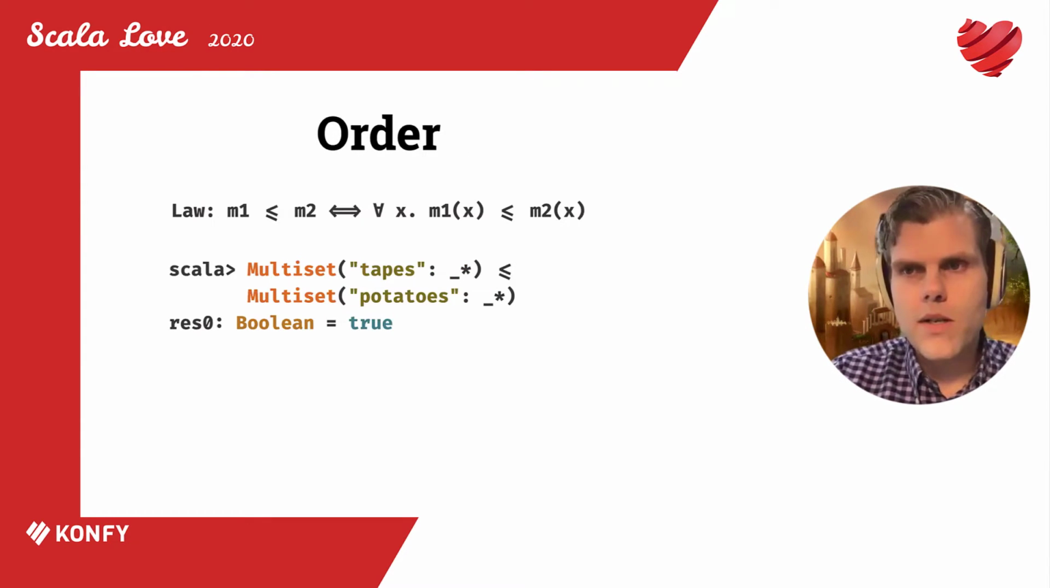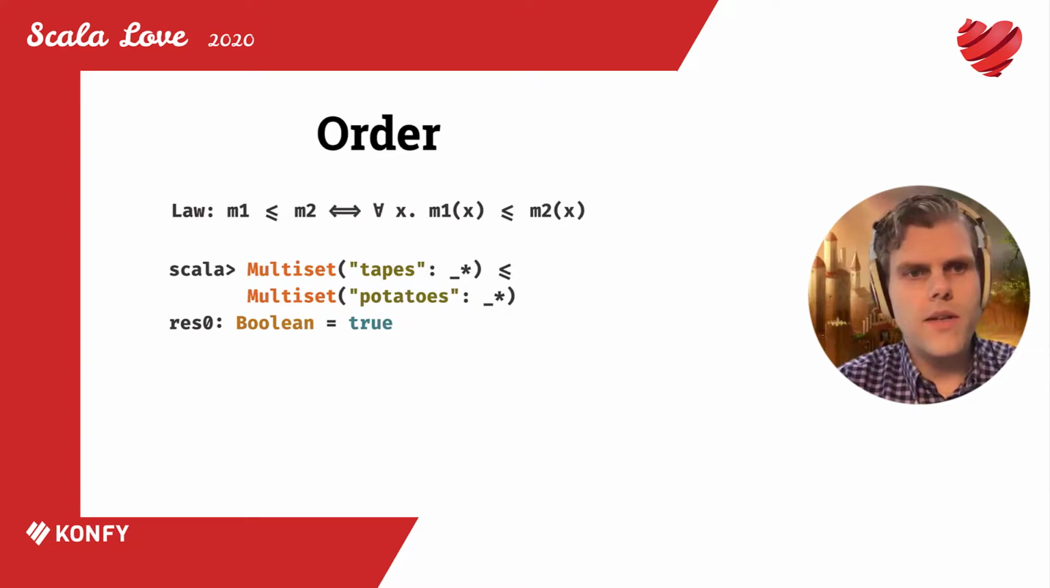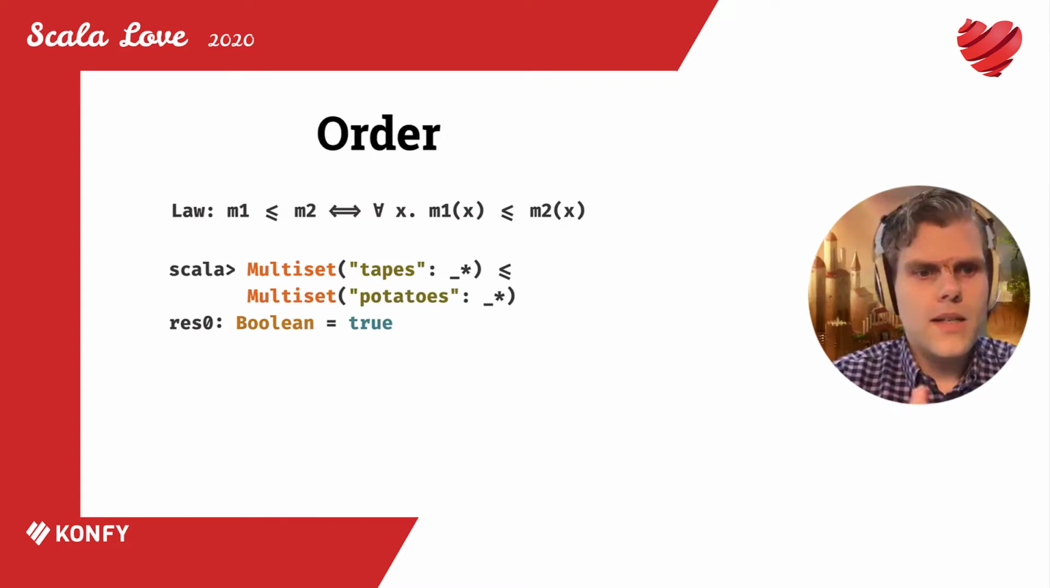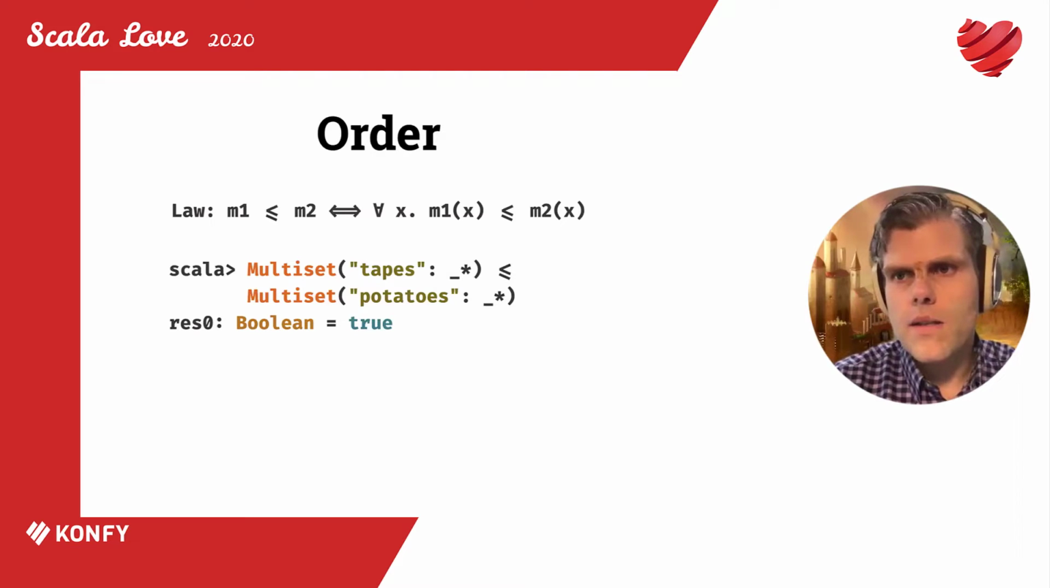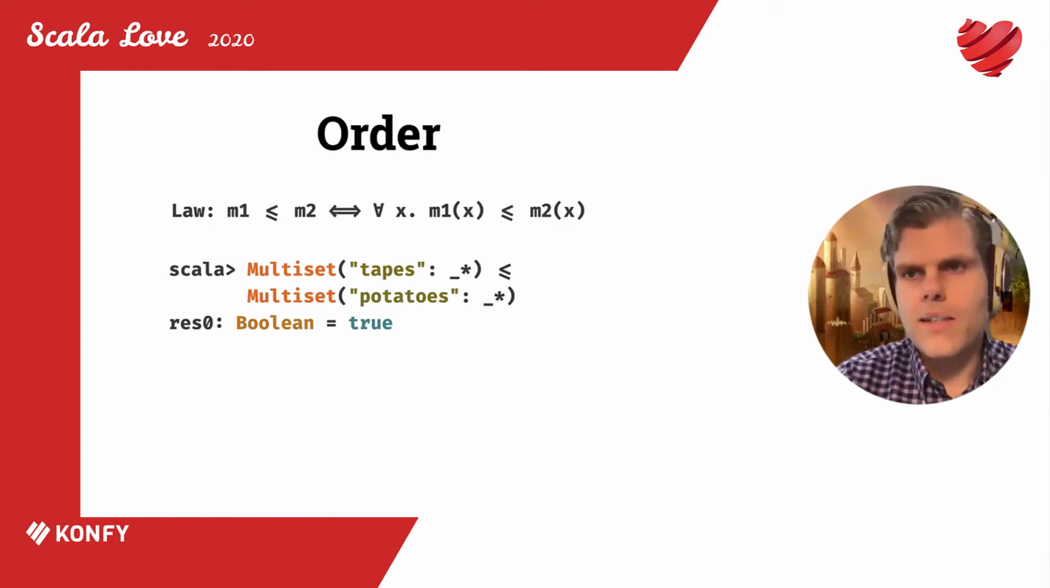So there's an order on the multiset, so we can compare them. One multiset can be larger or smaller than another. This is the case: tapes is less than or equal to, or at most, potatoes, because for any given element in the first multiset, there are at most as many elements in the other one. So for instance, there are two T's in potatoes, and there's only one in tapes, and therefore tapes is smaller. Like there are fewer of each element in tapes than potatoes.